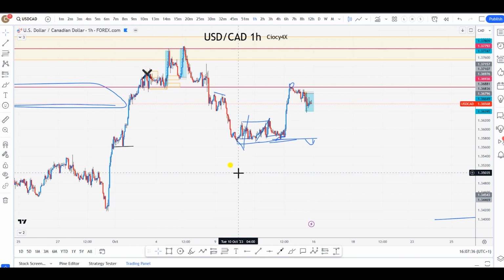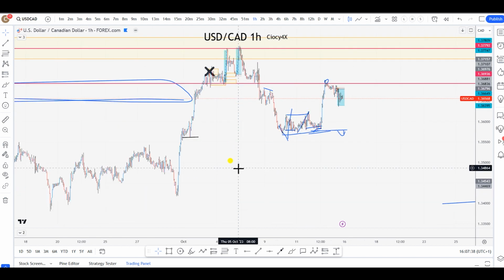But eventually, when I started trading with structure and liquidity, I remember I was so lost. Why was I so lost?